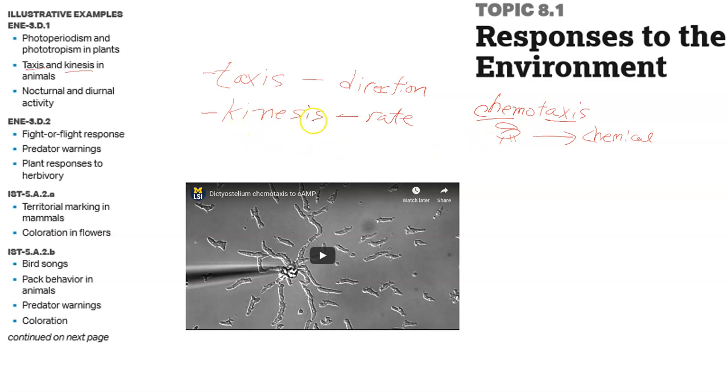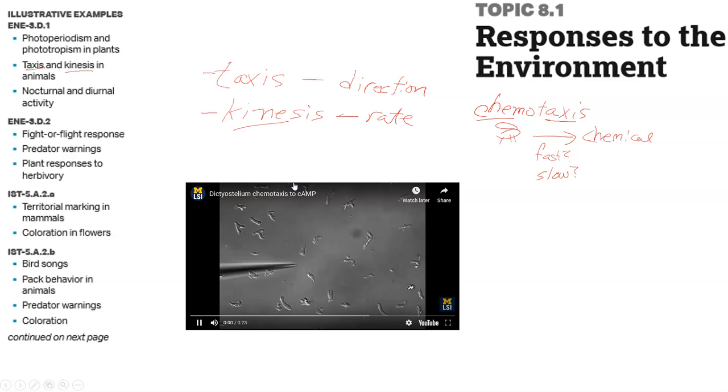Kinesis would refer to the rate that something is attracted. Is it fast? Is it slow? Is the speed, which is most likely the case, dependent upon something? Is it dependent upon the amount of chemical? This is kinesis. So those are two words I would know, especially in relation to the lab, because it'll help you write a very good lab report. I'm going to show you a video very quickly.